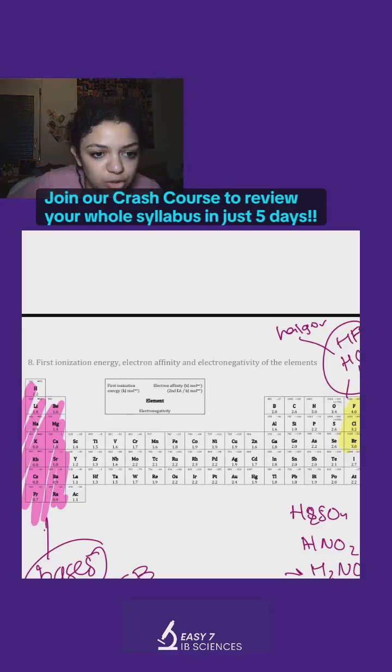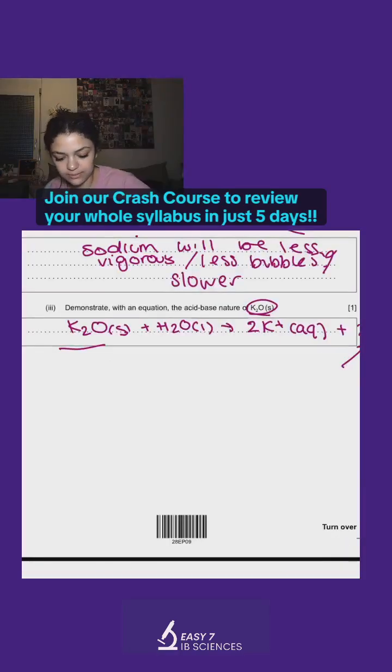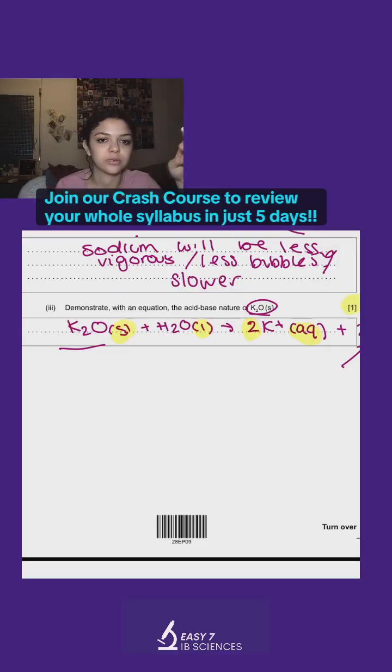Do you always have to balance when they ask you for a question? Yes, you always have to balance. You always have to put the state symbols. So state symbols and balance, or else you won't get that mark. It's sad if you know the equation, but you don't put the coefficients and the state symbols, so you won't get the marks.